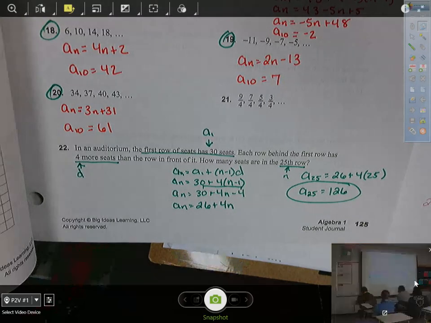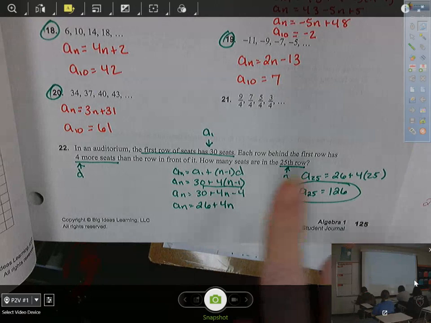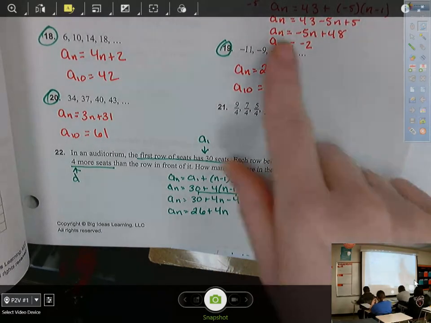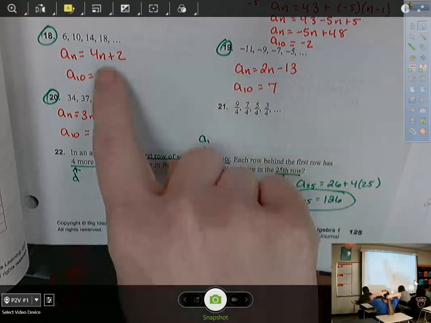All right, and then we worked number 22 out together yesterday. All right, what questions do you have for me on writing the equations? Are there any of these that you would like to see worked out?